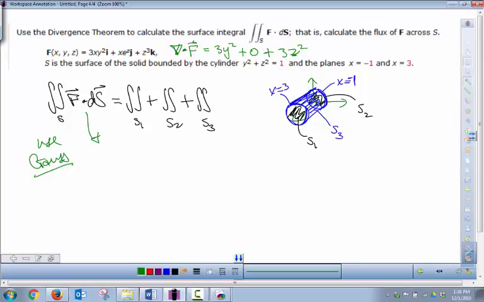Okay? So if we call this solid cylinder our region E, that doesn't even look like a cylinder. Oh, that looks a little better. Let's make sure it closes nicely.